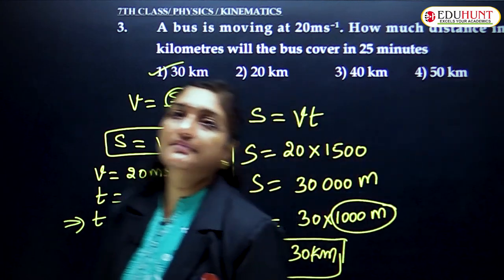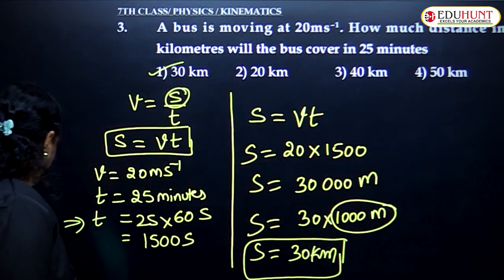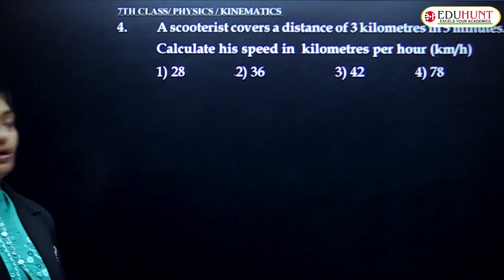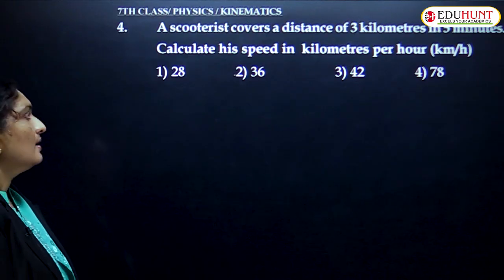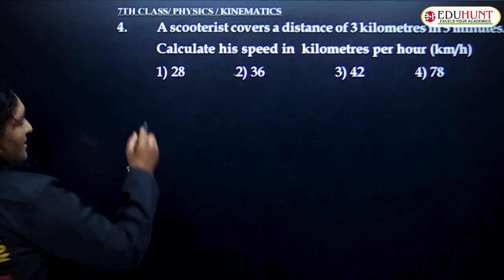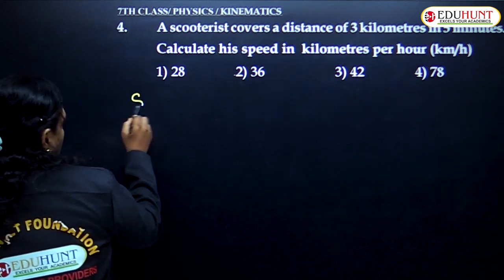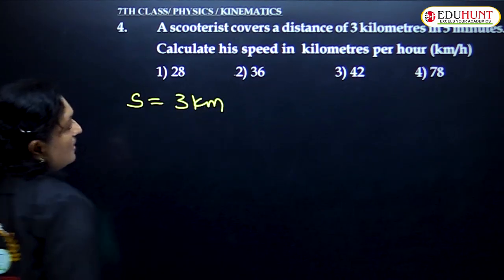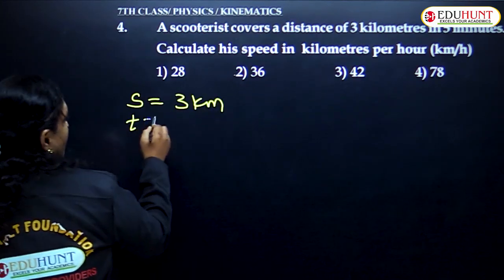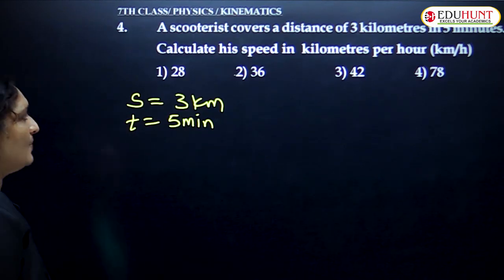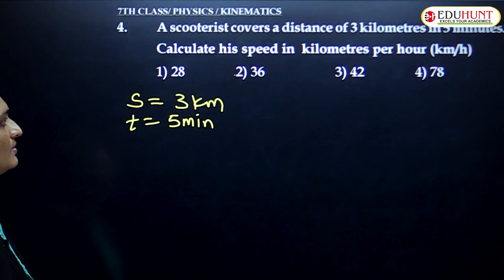Okay, children. So, now moving ahead. A scooterist covers a distance of 3 kilometers in 5 minutes. Calculate the speed in kilometers per hour. So, what is the given data, children? Distance, which I represent with S, is given to be 3 kilometers and time is given to be 5 minutes. You are asked to find out in kilometers per hour.